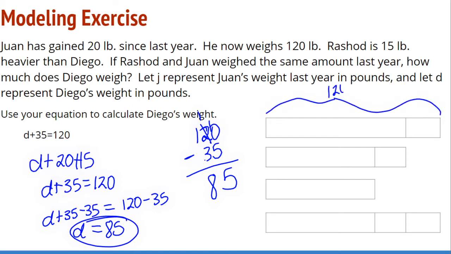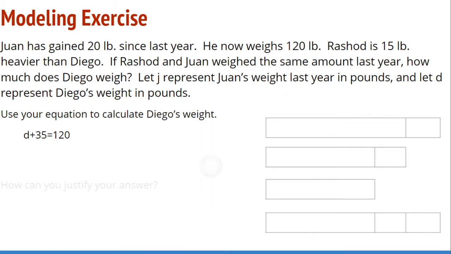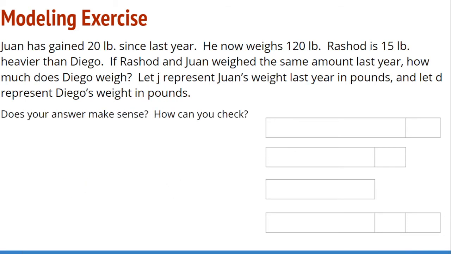I had the 120, and this was 20, and this was 100, which meant that this was 15, and this was 85, and this was 85, so this is 85 plus 15 plus 20. So walking through, there we go. So now the question, does our answer make sense?